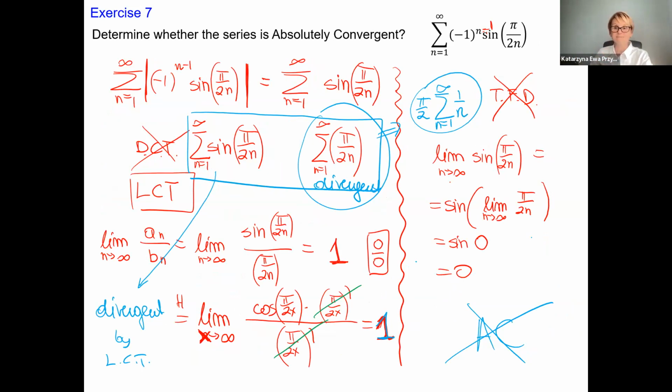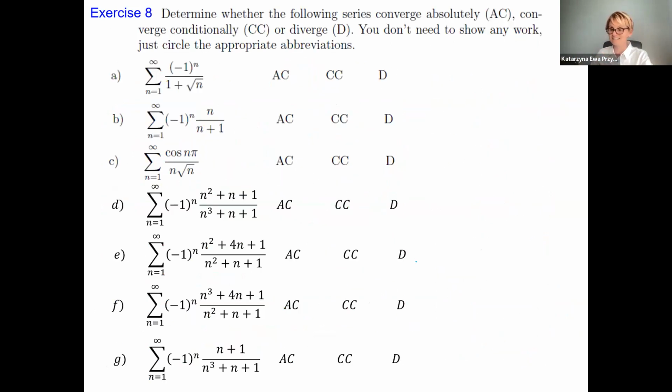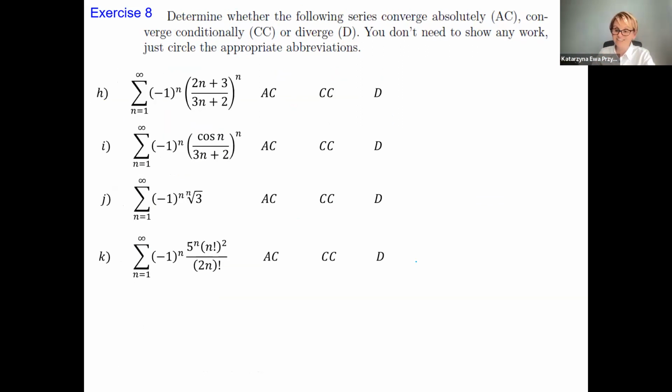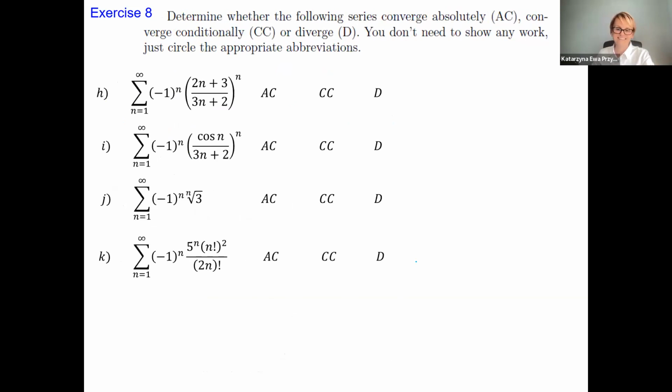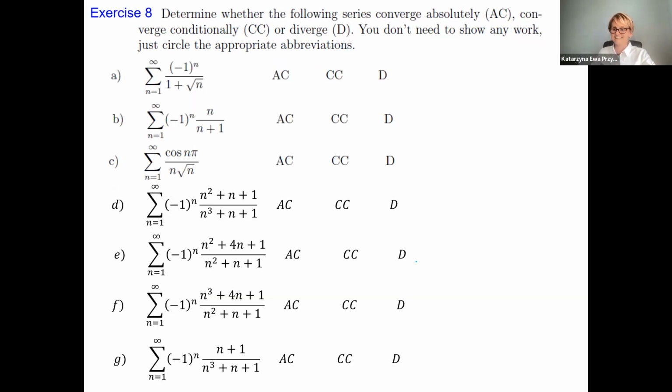Okay, what else? Let me check what I have. Okay, perfect. I have exercise number 8, and I have A, B, C, D, E, F, G, H, I, J, K. I don't know how many letters it is. That's what we can do. We don't have to do everything, maybe a little bit, but I'm really hoping that just by looking, some of you, or maybe most of you, will tell me.